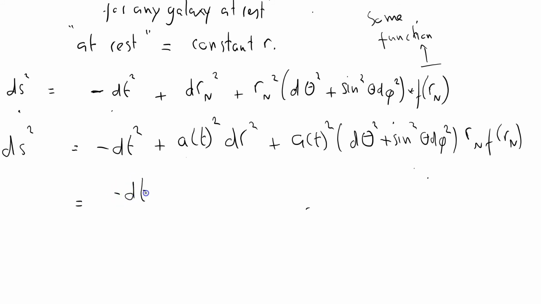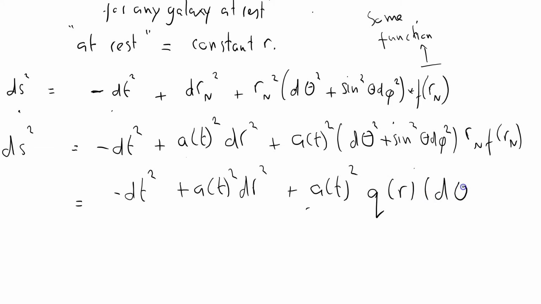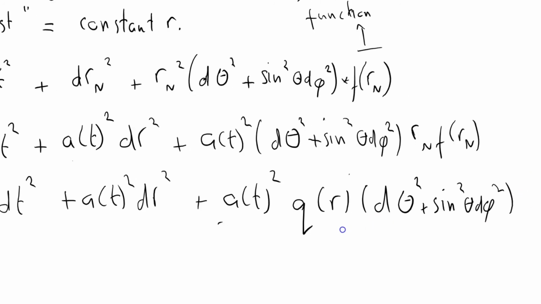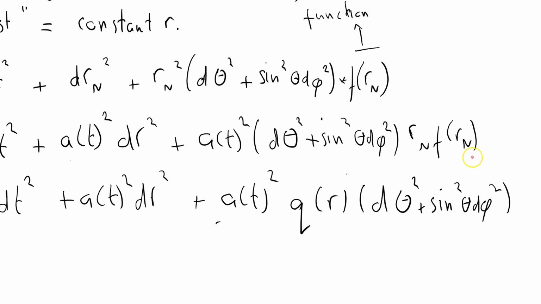So it's minus dt squared plus a of t squared dr squared plus a of t squared times, I'm just going to call it q of r. Let me put the other term in as well: d theta squared plus sine squared theta d phi squared. Let me zoom in on this. All I've done here, this isn't clever, is taken these terms and put them in there. Actually, I've got some squares missing. There's a squared missing from there, and that should be q of r squared. And this is absolutely conventional.